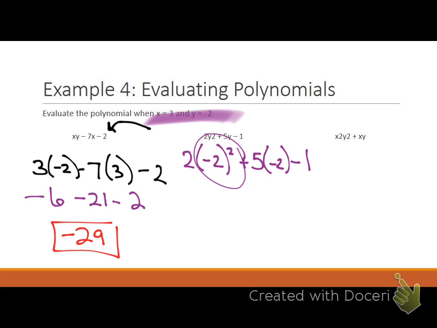If you put that in your calculator, you're jeopardizing hitting a button wrong. If you don't put it in parentheses, it's going to say it's negative when it's really positive. If I were you, I would just do that mental math. -2 squared is 4. What's 2 times 4? 8. Yeah, you can do that in your head. 8. What's 5 times -2? -10. -10 minus 1. What's 8 minus 10 minus 1? -3.